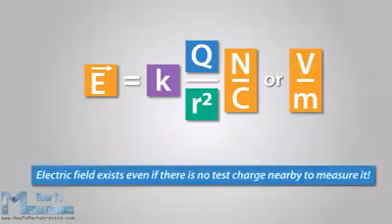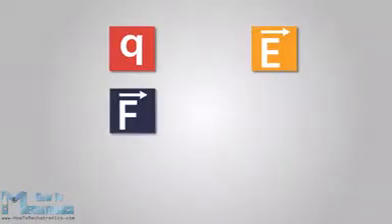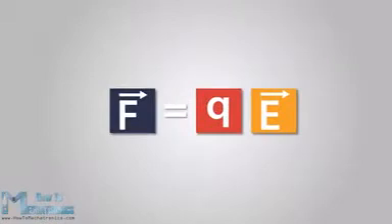Electric field exists even if there is no test charge nearby to measure it. Similarly, a gravitational field surrounds the Earth even if there is no test mass nearby to measure it. If we know the value of the test charge and the value of the strength of the electric field, we can easily calculate the force by simply multiplying those values.